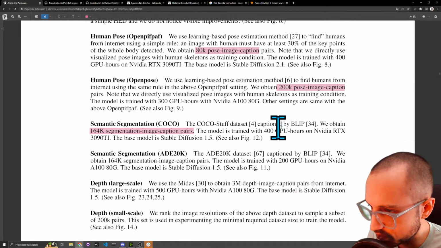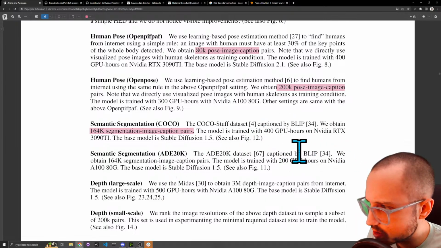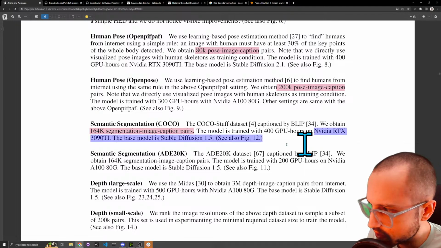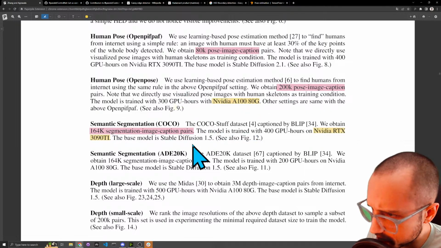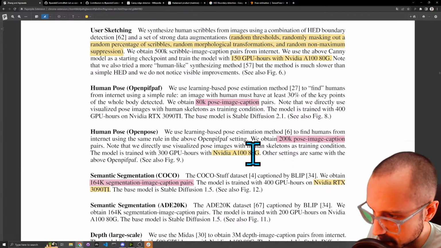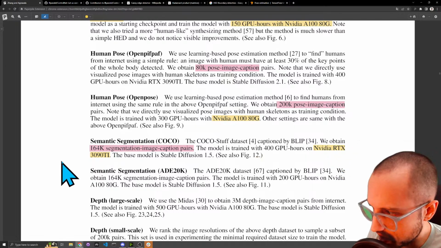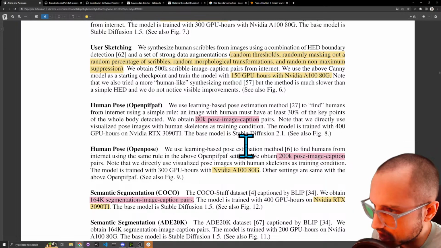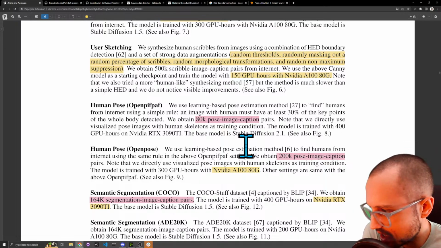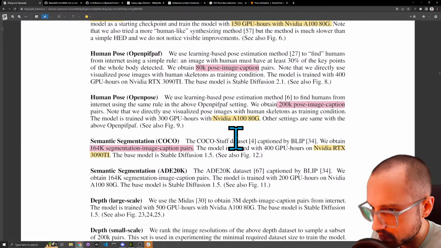They train that for another 400 GPU hours. It's interesting how they're using different stuff here. Here they have an NVIDIA 3090, and here they have an NVIDIA A100. So some of the experiments they ran on a cluster, which is a server GPU, and some of these they ran on a local computer. It's interesting that they didn't run all these experiments on the same hardware.